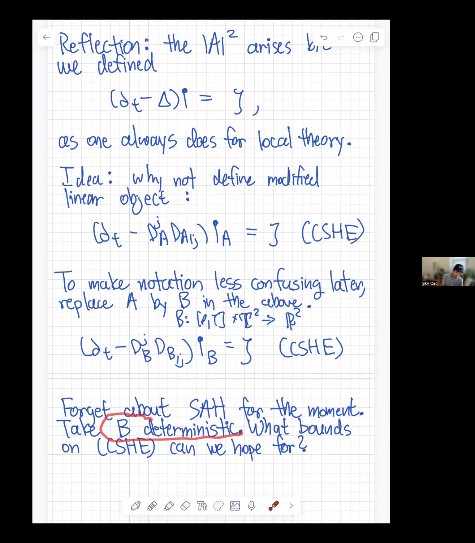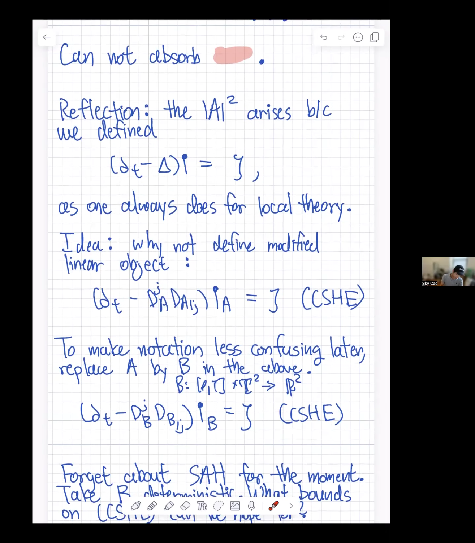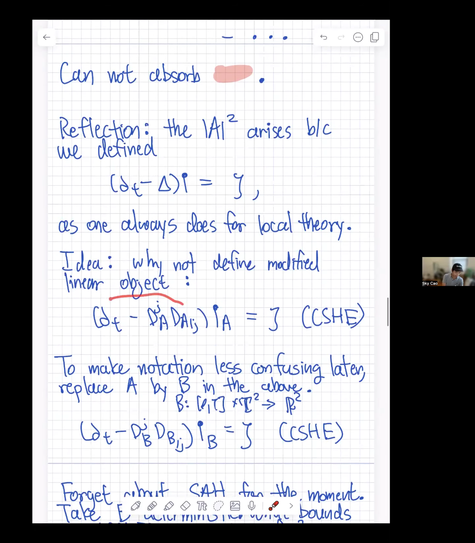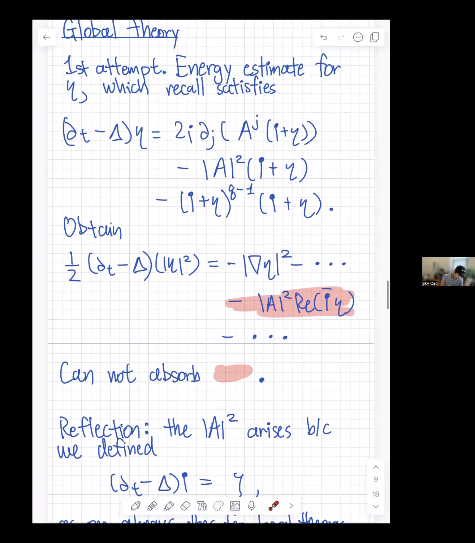Let's take B to be just some deterministic function, some space-time, some time-varying connection, or vector potential. What kind of bounds can we hope for on this equation? And maybe one thing I should have emphasized was that you'll just have to believe me that the algebra works out: if we did take this as our new linear object, and then we decomposed our solution phi in terms of the linear object plus eta, then in the eta equation, we would no longer see this bad term.